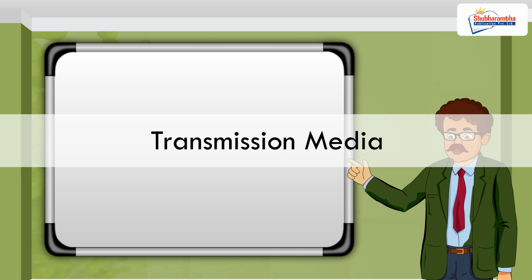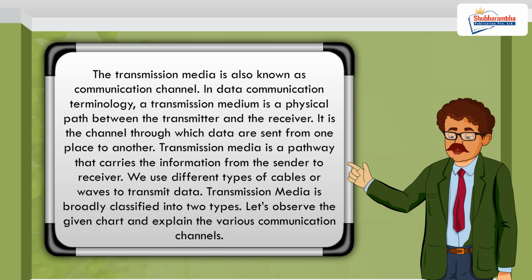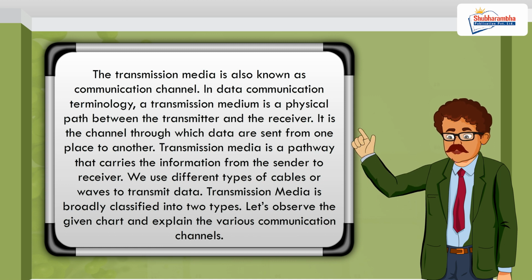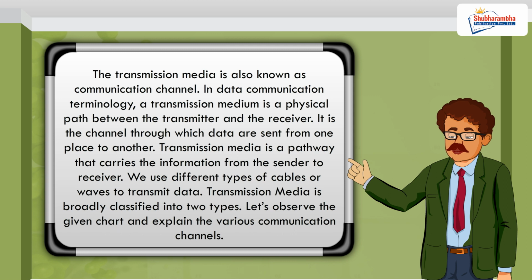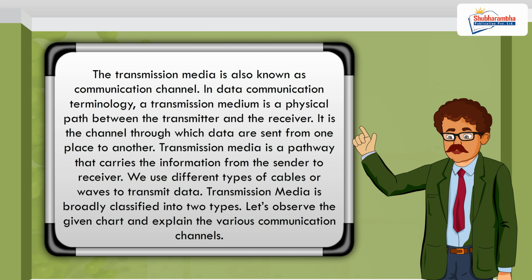Transmission media. The transmission media is also known as a communication channel. In data communication terminology, a transmission medium is a physical path between the transmitter and the receiver. It is the channel through which data are sent from one place to another. Transmission media is a pathway that carries the information from the sender to the receiver. We use different types of cables or waves to transmit data. Transmission media is broadly classified into two types. Let's observe the given chart and explain the various communication channels.